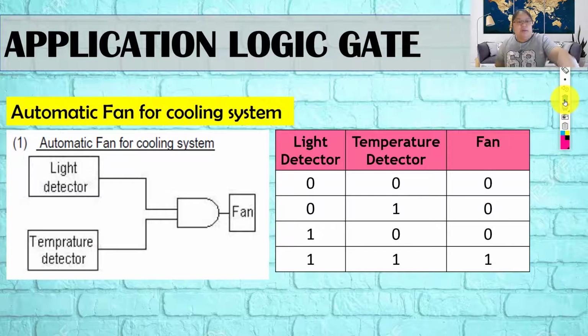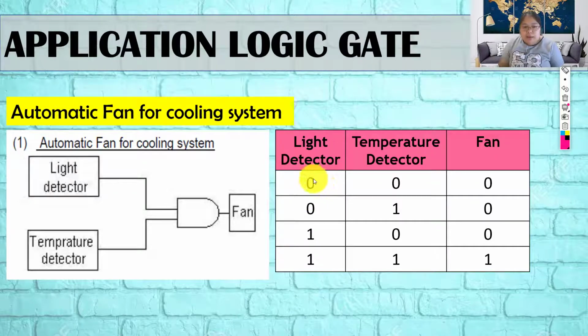Okay, so we're going to see some application for the logic gate. Okay, this one they apply for the automatic fan for cooling system. We need to conclude this one's logic gate actually how to function. Okay, so from here we got light detector, we got temperature. So that means you detect the light and also temperature. Because the question never tell you 0 represent what. So we just assume lah. 0 means there's a day. Okay. Then the temperature, 1 means high temperature, 0 means low temperature.